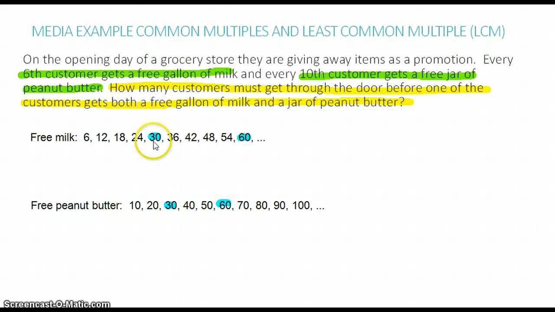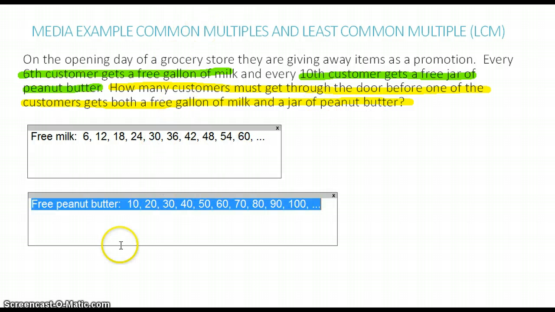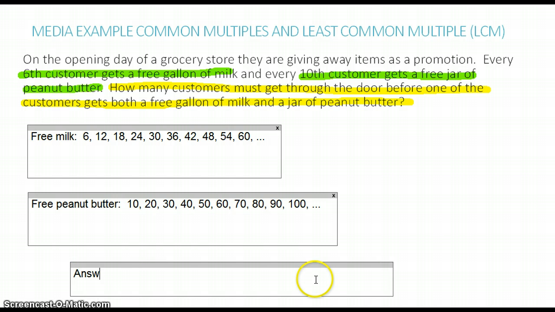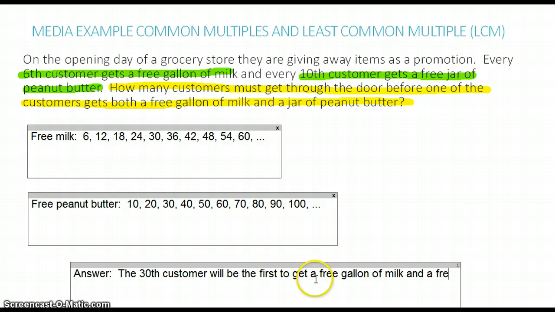So the first person to walk through the door that gets both a free gallon of milk and a jar of peanut butter is going to be the 30th customer. So I'm going to type that out as our answer. The 30th customer will be the first to get a free gallon of milk and a free jar of peanut butter.